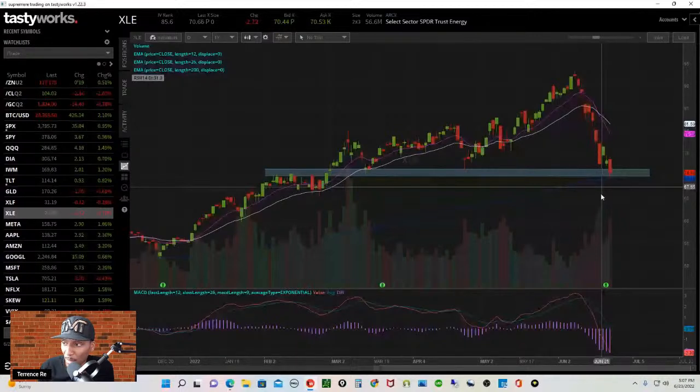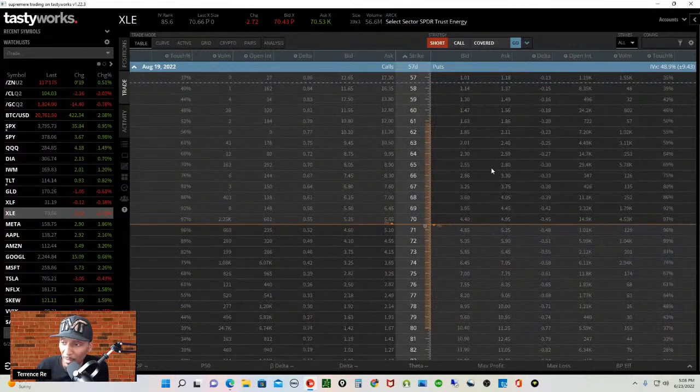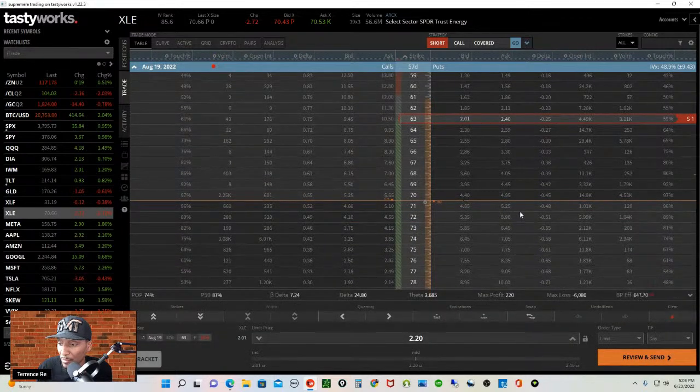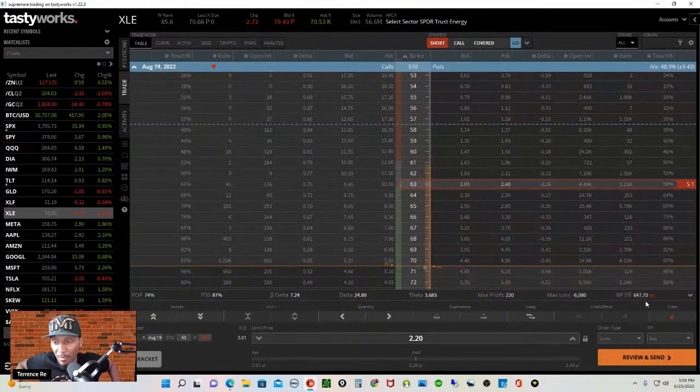I wouldn't be surprised if we got a pop and it pushed back up into here. I have to look and see how it opened. What a potential trade like that would look like in XLE, selling a put. Come down here and sell the 25 delta, collect 220 bucks, get margin 647. That's a good trade. I like that trade. That's a good use of buying power.